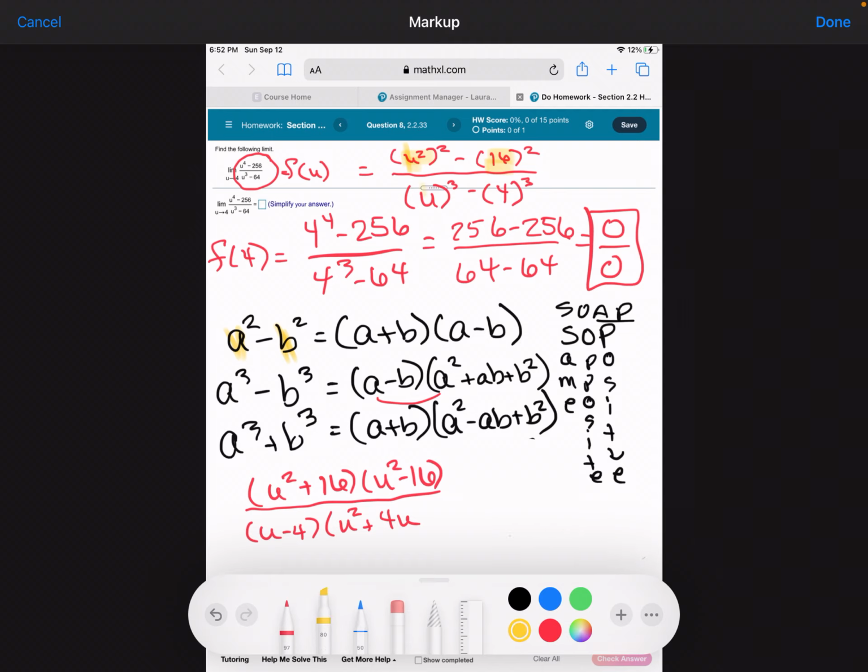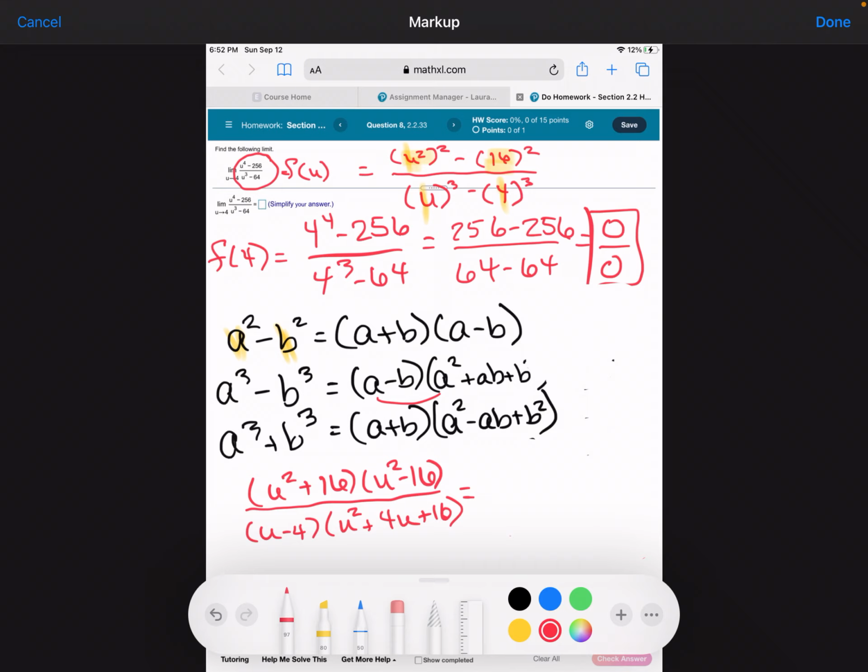First off, notice that this is my a and this is my b in this case. So we have a minus b, and then a squared plus the product of the two, plus the 4 squared, which would be 16. And then we look at this and say, okay, well, that didn't help. I still can't plug the thing in.